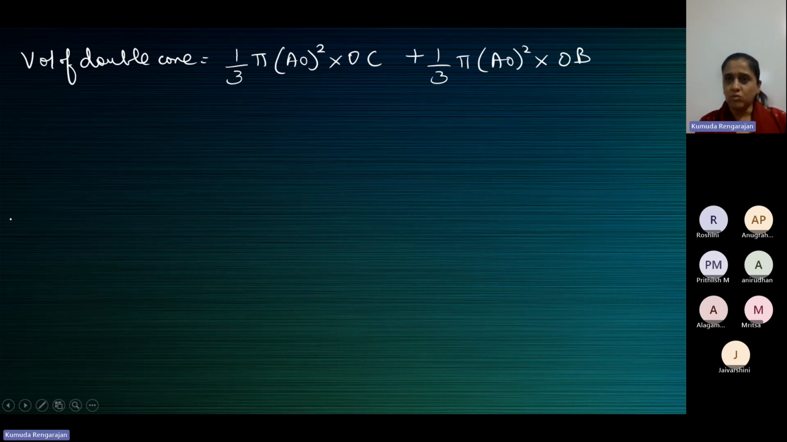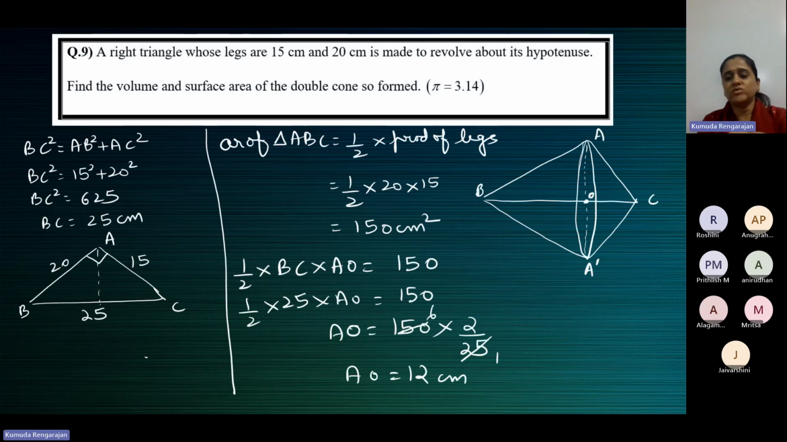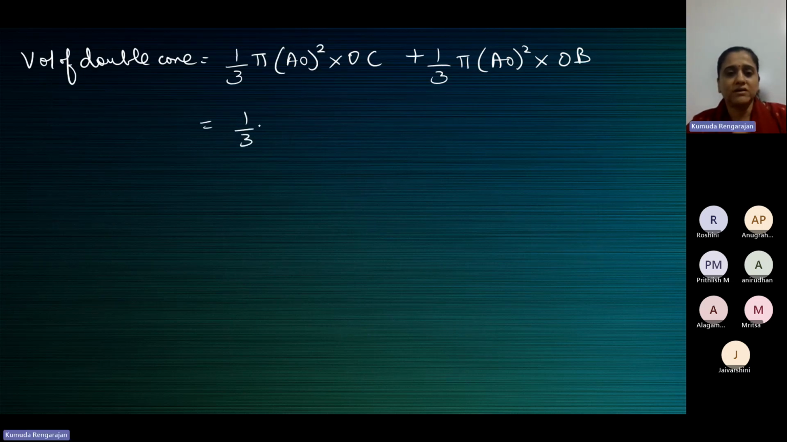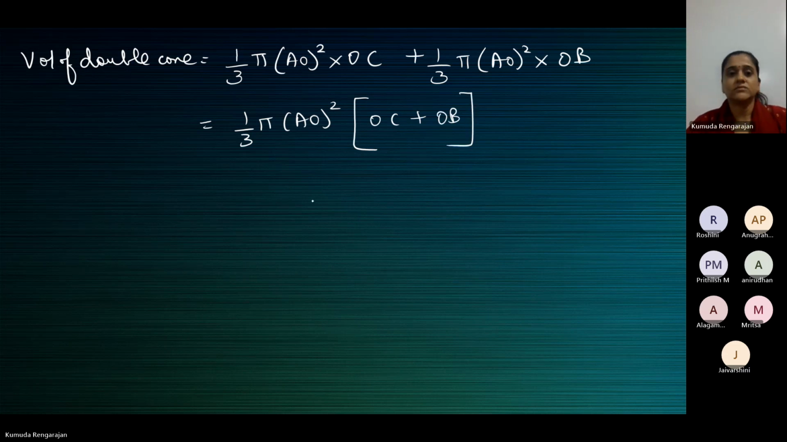Volume of the double cone is equal to volume of the small cone plus the volume of the big cone. So it is 1/3 pi AO square, that is R square, into H, OC, plus 1/3 pi R square, AO square, into H, which is OB. So 1/3 pi AO square is common. In the bracket you will get OC plus OB.